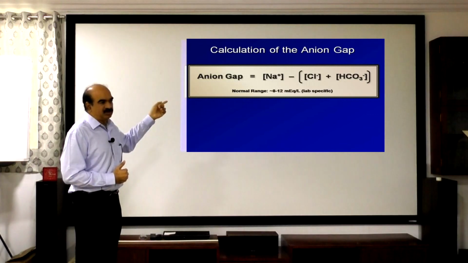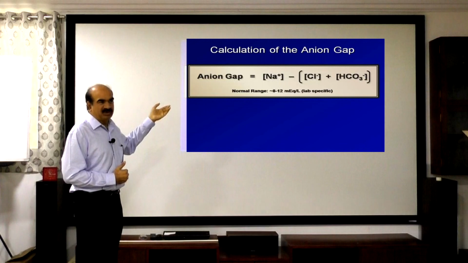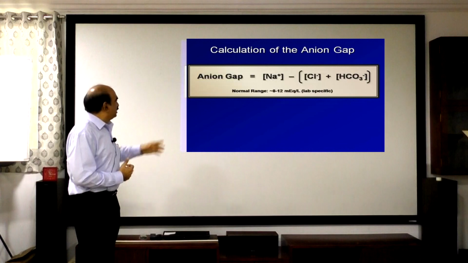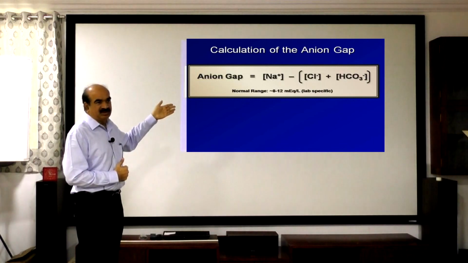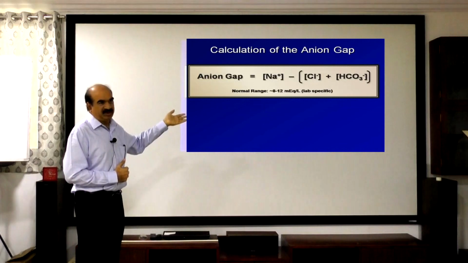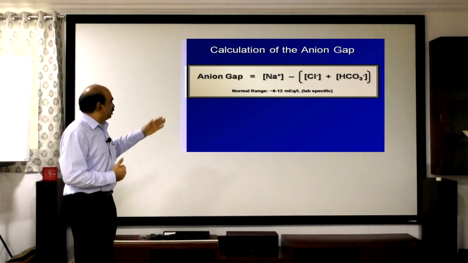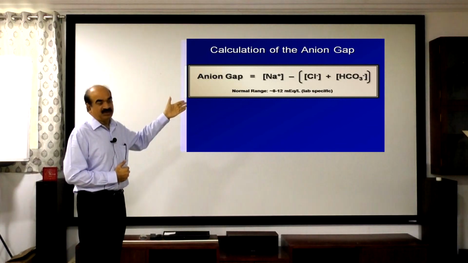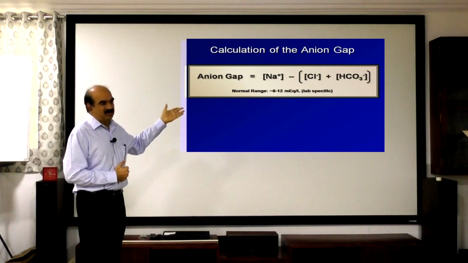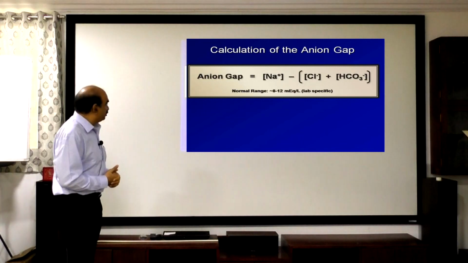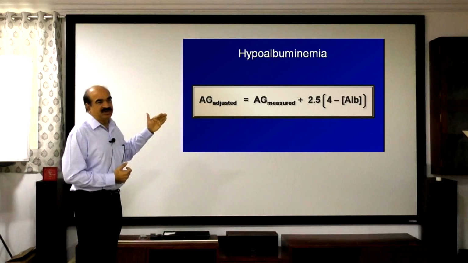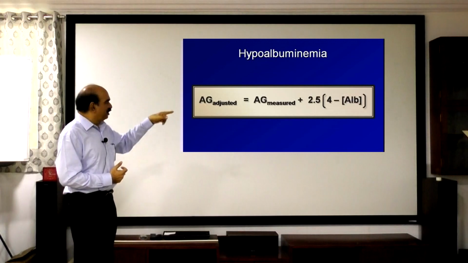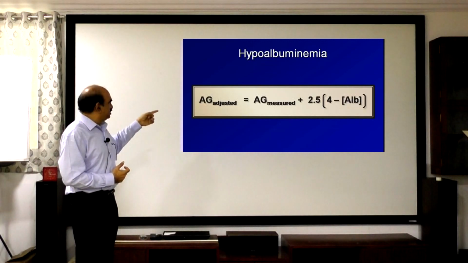Usually we will avoid potassium, because potassium is 4 only, the quantity is small. In the cations, we will take sodium. Sodium minus, in the anions, chloride plus bicarbonate, that gives the anion gap. Normally sodium is around 140, chloride 104 plus bicarbonate 24, 140 minus 128, that is almost 12, 8 to 12 milliequivalents per liter. If albumin level decreases, there will be a decrease in anion gap. So if albumin is low, we have to get an adjusted anion gap.